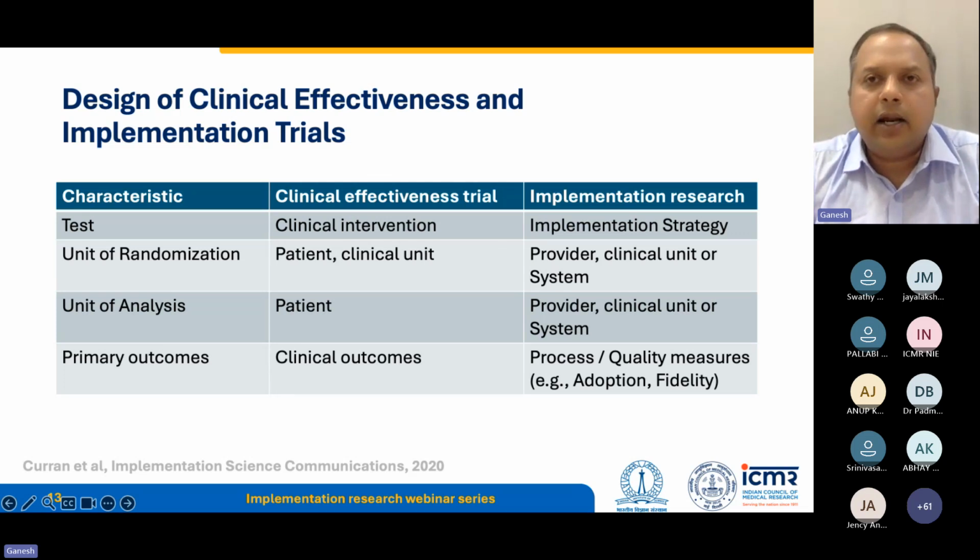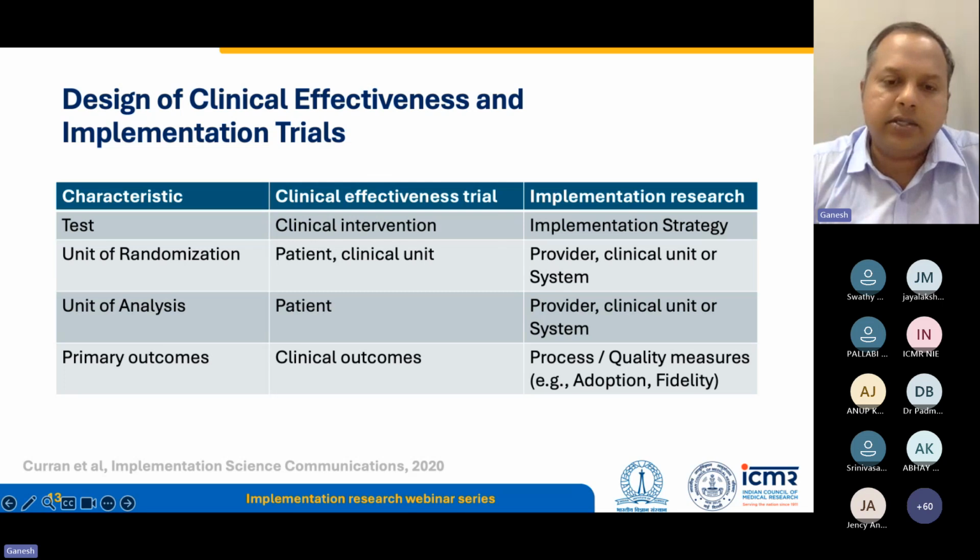The analysis is the number of clinics which have adhered to treating at least 80% of the patients as per the treatment protocol. And here, adherence is the implementation outcome, a primary outcome in implementation research.